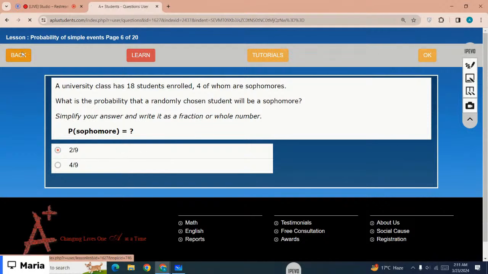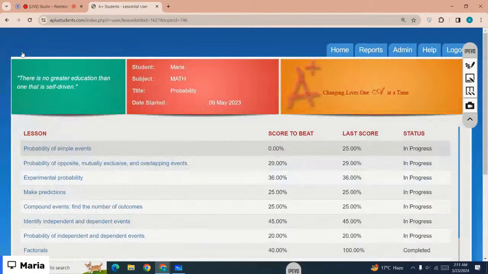Okay, you can complete the lesson by yourself later today. Let me just move on to the next lesson. The next lesson is probability of opposite, mutually exclusive and overlapping events. Let's just start with the lesson, right?